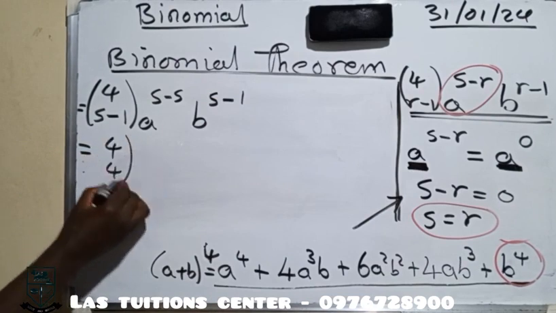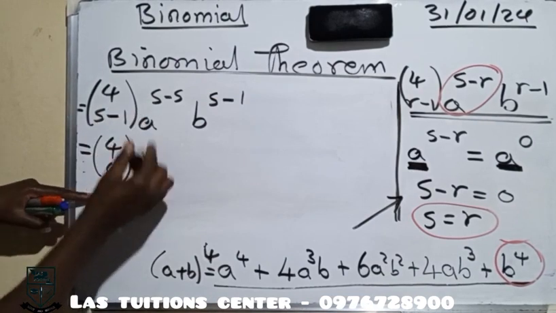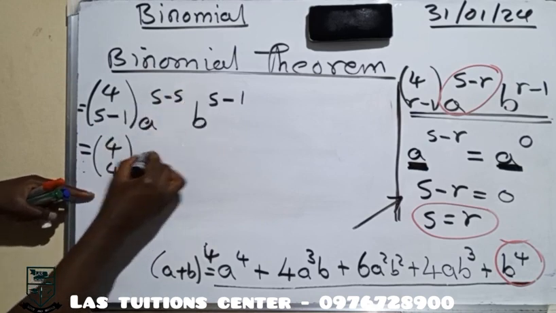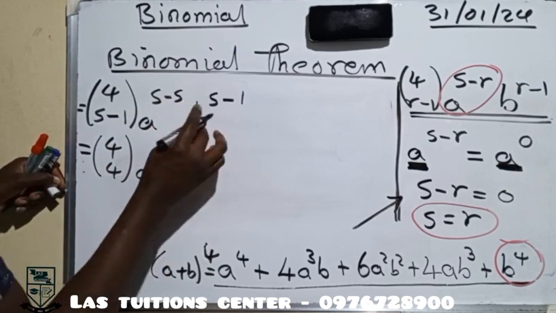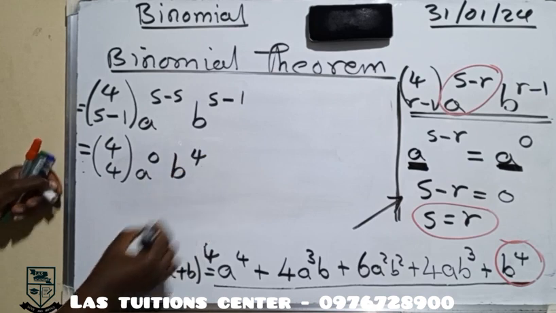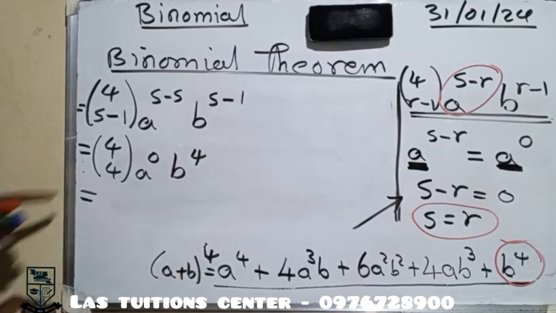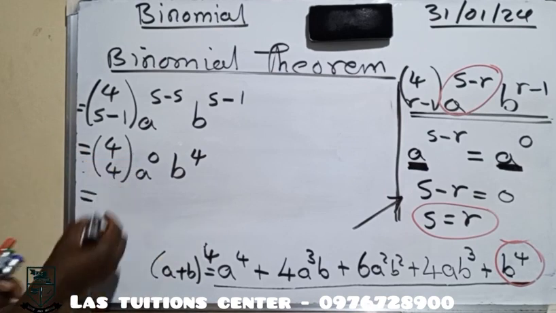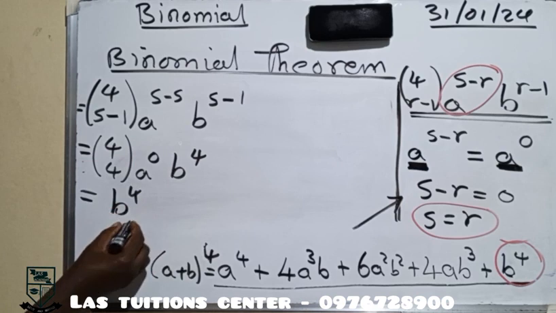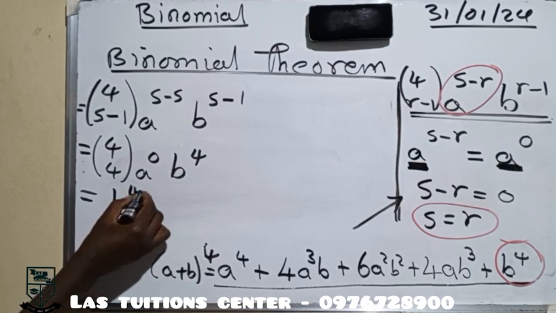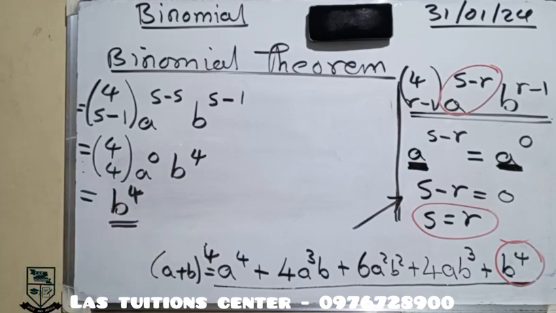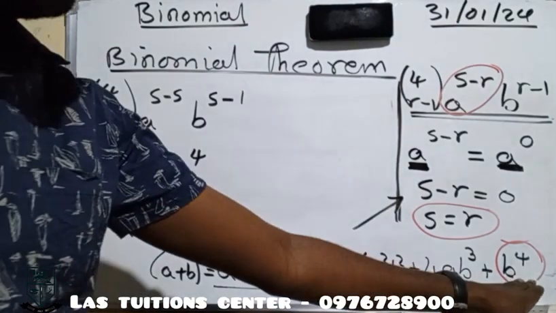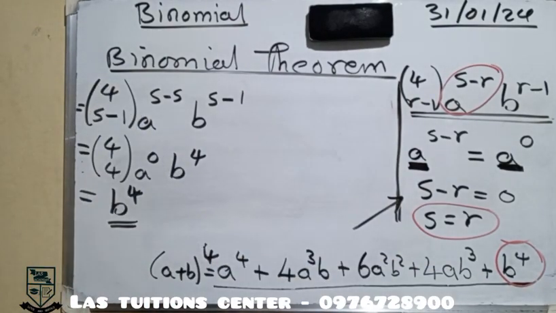4 choose 4. So a to the power 5 minus 5, that is 0. B to the power 5 minus 1, that is 4. Now we know that n choose n is 1, so 4 choose 4 is 1. A to the power 0 is 1. So we only remain with b to the power 4. So that is the term which is independent of x, and it's the 5th term.